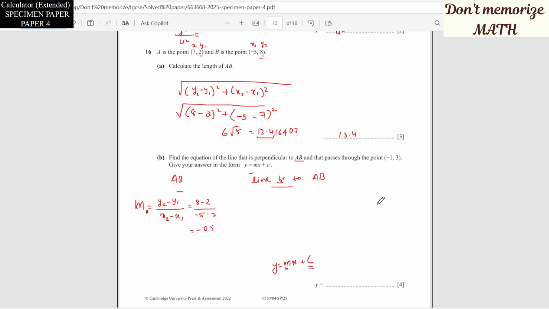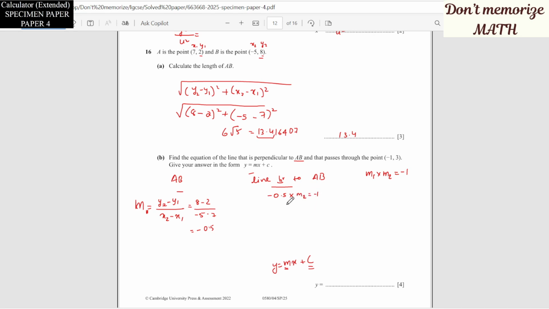If we have two lines which are perpendicular to each other, you can say that the gradient of the first line multiplied by the gradient of the second line will be equal to minus 1. So here the gradient of the first one, m1, we already got, that is minus 0.5, times m2, which we don't know and need to find, is equal to minus 1.